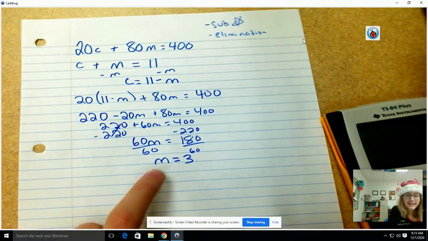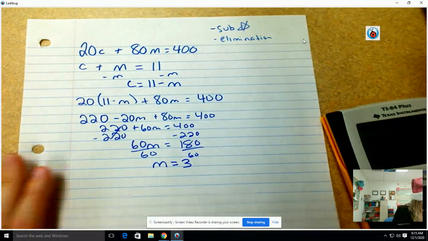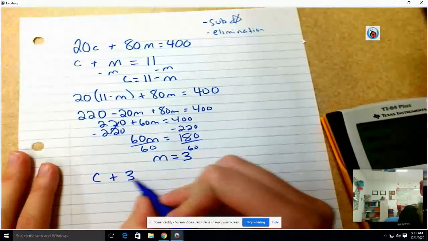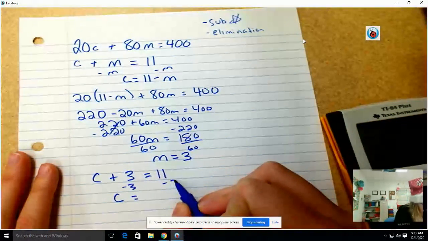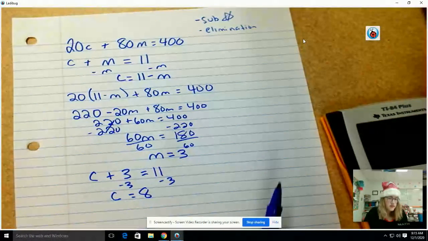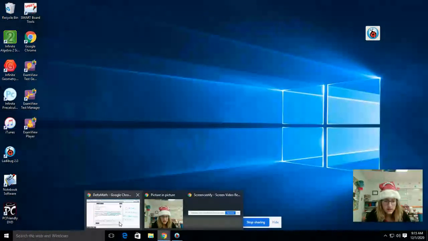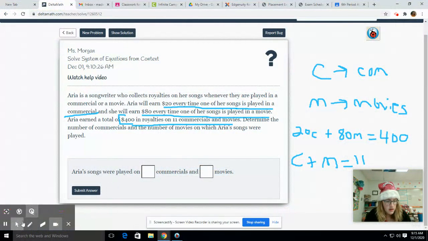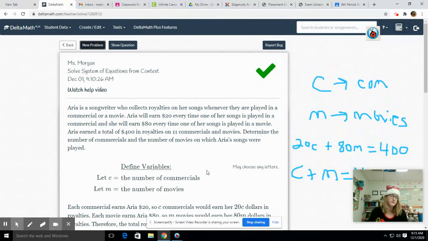So since I know what M equals, I'm able to plug that back into either one of these equations. The second one is going to be easier. So C plus 3 equals 11. And then I'm going to subtract 3 from both sides. So that's going to give me 8. So C is 8, M is 3. So if I hop back over to my Delta Math, songs were played on, C was for commercials, so 8, and 3 movies, and we're going to submit that. And yeah, we got it right.